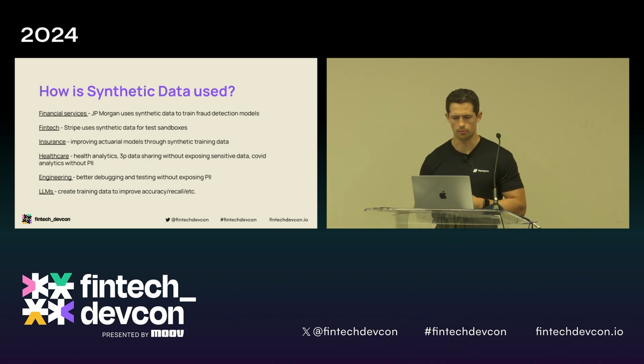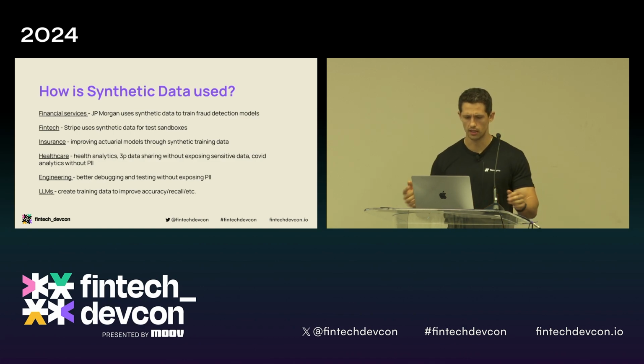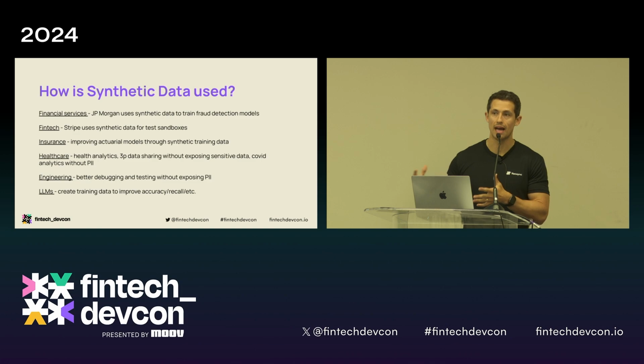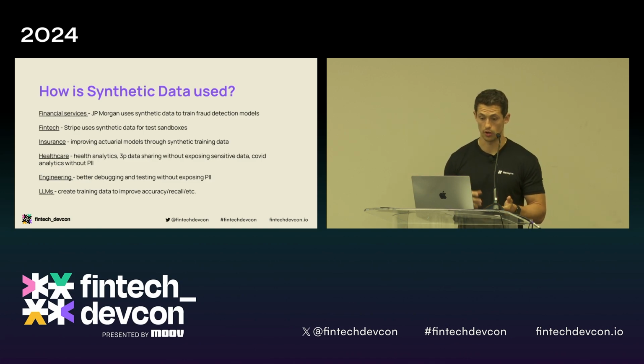Healthcare: health analytics and third-party data sharing without exposing sensitive data. COVID analytics was a project I'd worked on in the past, where states were sharing data on who got COVID across different state departments, and they didn't want to expose who those people were because at the time it was still pretty sensitive. So how did they generate data that looks just like the people who have COVID, so they can share that and do their analysis on it without actually sharing that person's data?